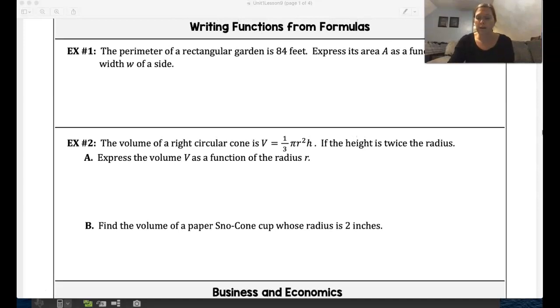We're bringing back our concepts of geometry into play. So number one, it talks about the perimeter of a rectangular garden. That's 84 feet. So let's go ahead and turn that directly into an equation.